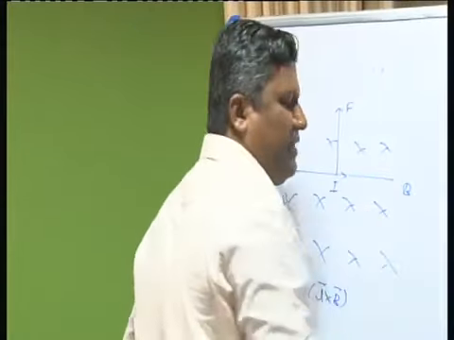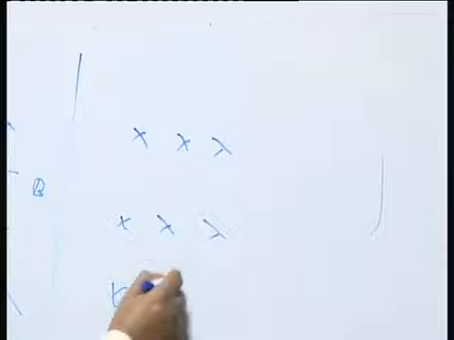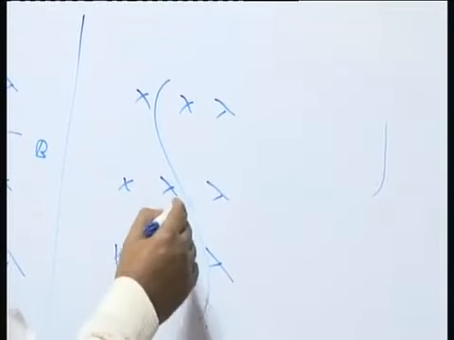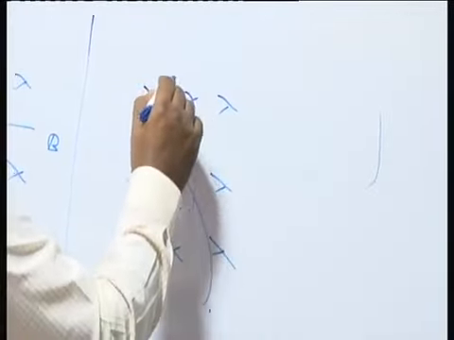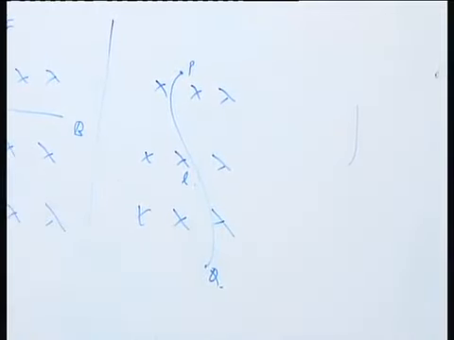Instead of a straight conductor, suppose a curved conductor is placed in an external magnetic field. If you take the length of this curved conductor as L, this point as P, and this point as Q, the force on this curved conductor can be found by dividing it into a number of small elements. You know this expression can be applied only for a straight conductor, but you can apply the same expression for the curved conductor when you divide it into a number of small elements.